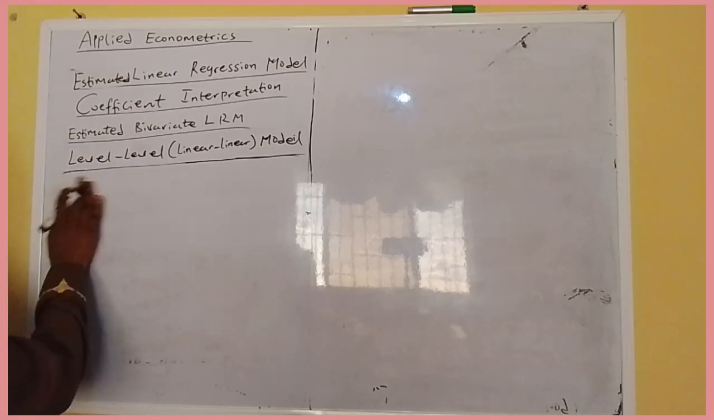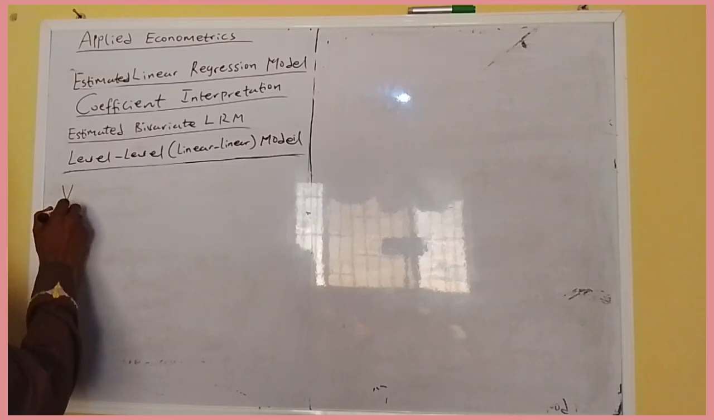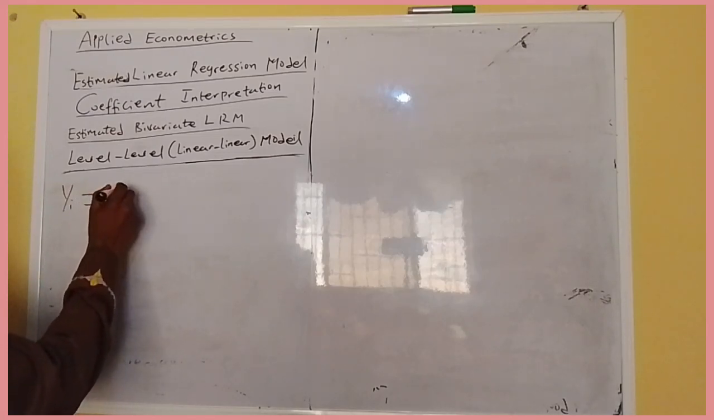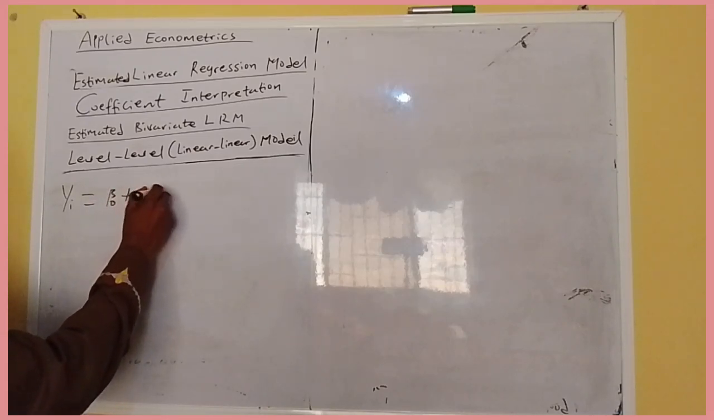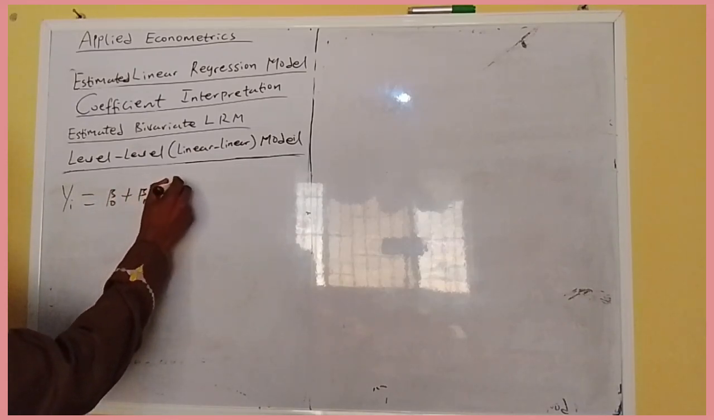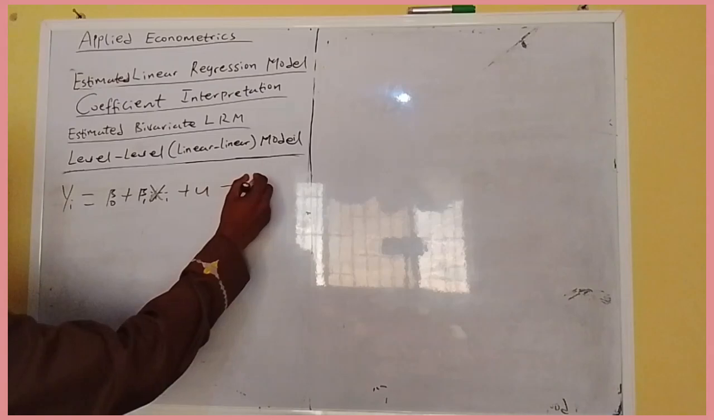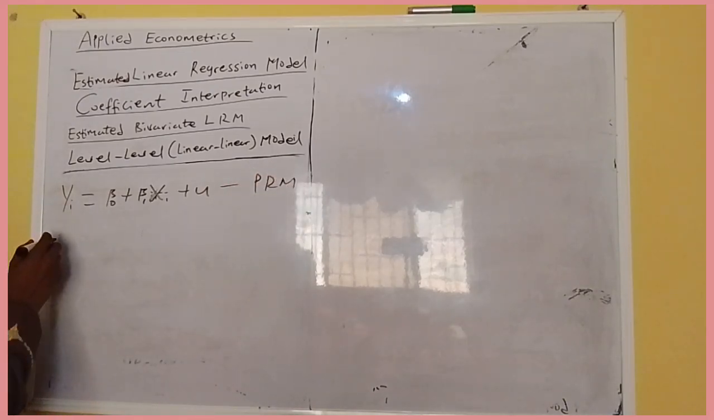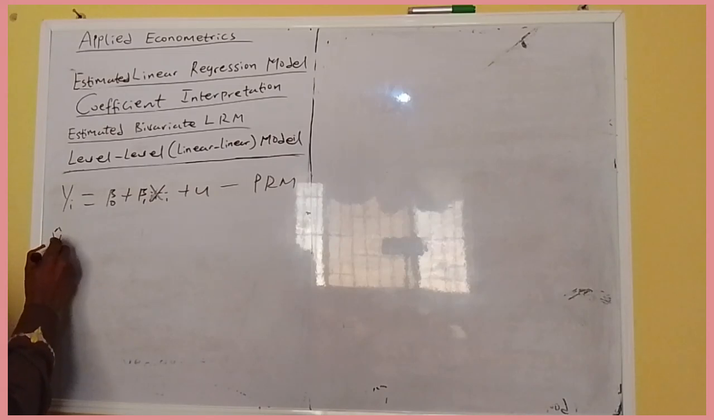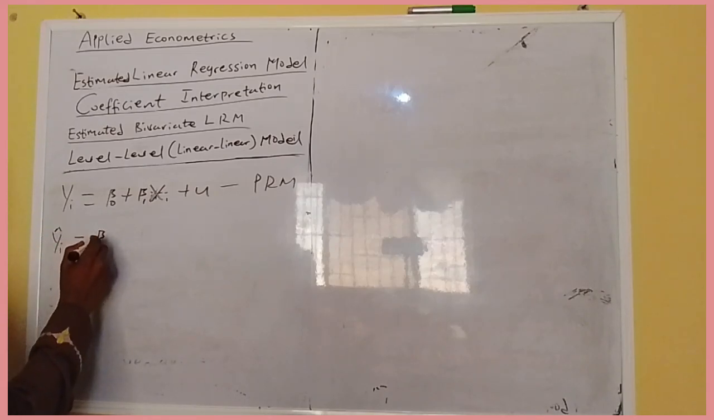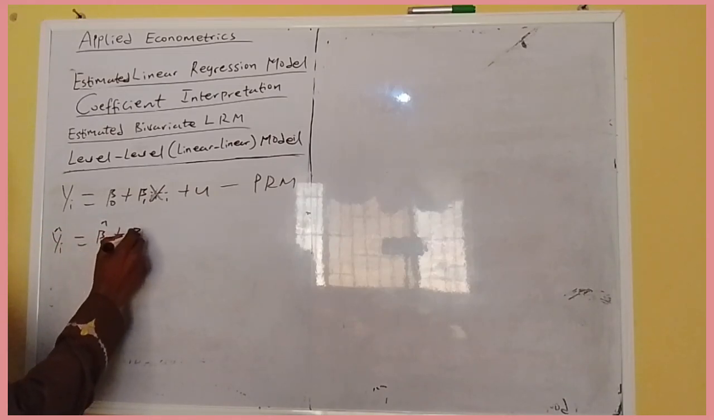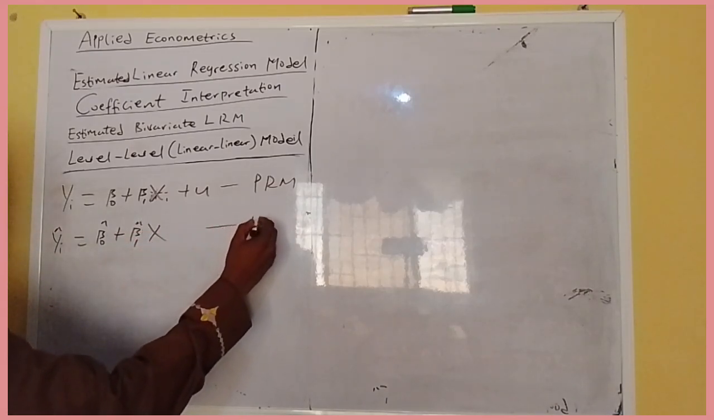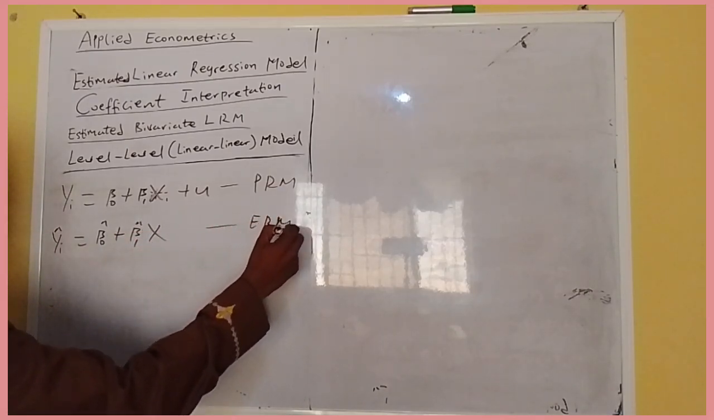Okay, so let me write the simple linear regression model. So we have beta naught plus beta 1 xi plus u. So this is our population regression model. So let's say we have our estimated regression model like this. So we have beta naught hat plus beta 1 hat x. So this is our estimated regression model.